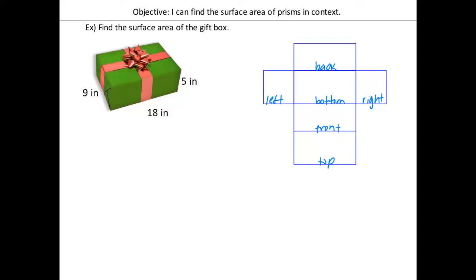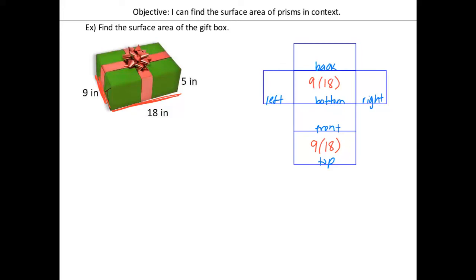So the top and the bottom are going to be the same. The top and the bottom are both going to be what dimensions? Look at your picture. Which one is the top and the bottom? What 2 numbers go with the top and the bottom? The 9, 18, and 5. Out of those 3, which 2 go with the top and bottom? 18 and 9. Good. The bottom has a 9 by 18. So my bottom side is going to be 9 times 18. And the top is also going to be 9 times 18.